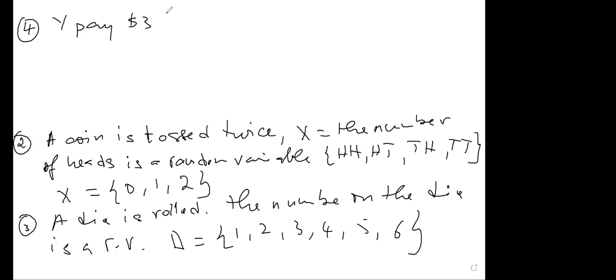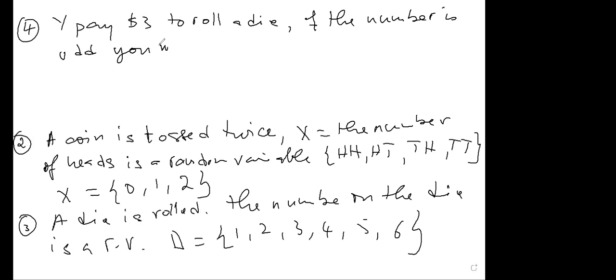Pay $3 to roll a die. If the number is odd, you win the value of that number. Otherwise, that is, if the number is even, you get nothing.